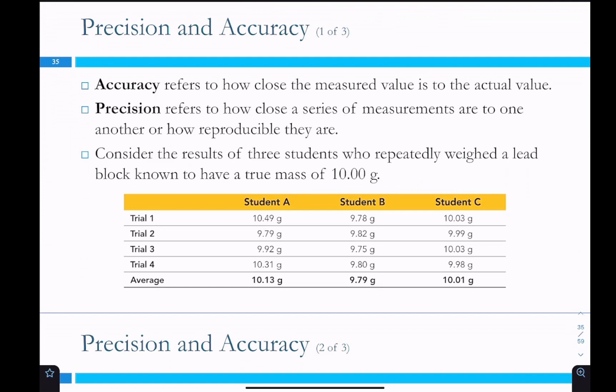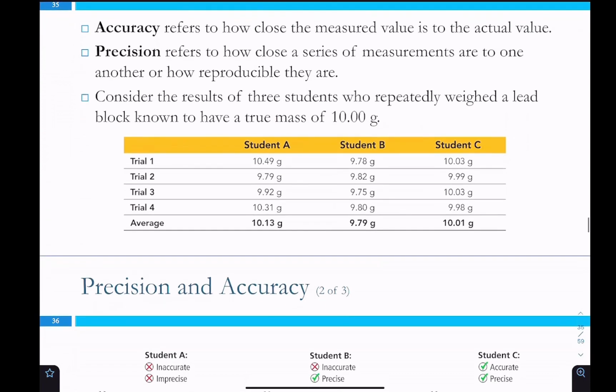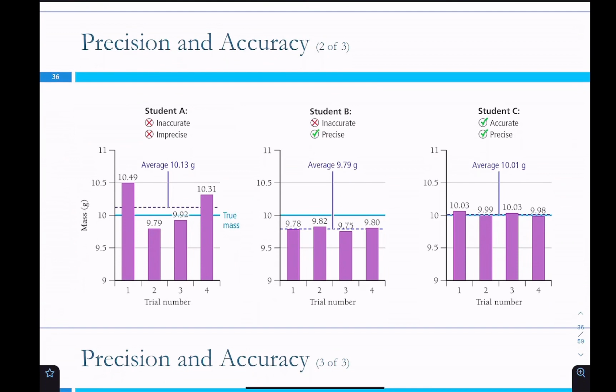You could have a very accurate measurement, but it could be very imprecise. And actually these 3 students here, all right, 3 students who repeatedly weighed a lead block known to have a true mass of 10 grams. So because we know what the true mass is, we can determine if their measurements are accurate. And by looking at the grouping of their measurements, we can determine if they are precise. So if they're close together, they're precise. If they're close to 10, then they're accurate. And a better way than just looking at numbers is actually to put them in a bar chart like this. Gives you a better idea of the distribution of those numbers.